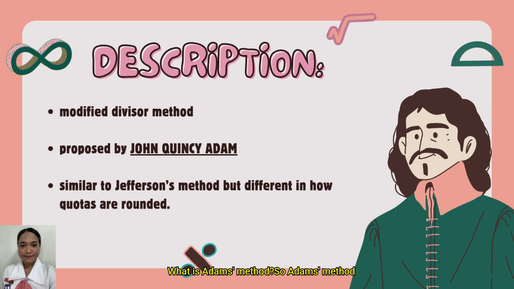What is Adams' method? Adams' method is a modified divisor method used to distribute seats in a legislature or representative body among states, regions, or parties based on their populations or vote shares. It was proposed by John Quincy Adams in the 19th century. It is similar to Jefferson's method but differs in how quotas are rounded: Adams' quotas are rounded up while Jefferson's quotas are rounded down.